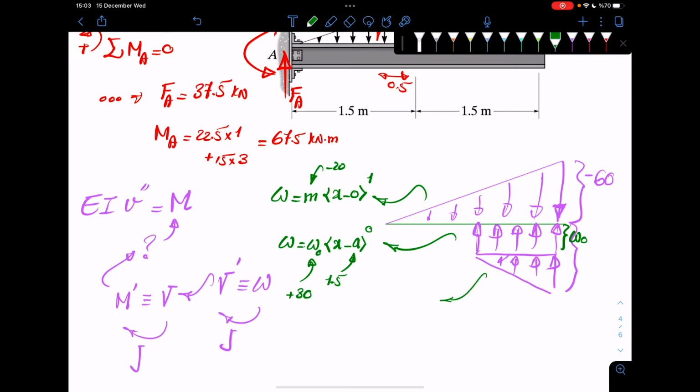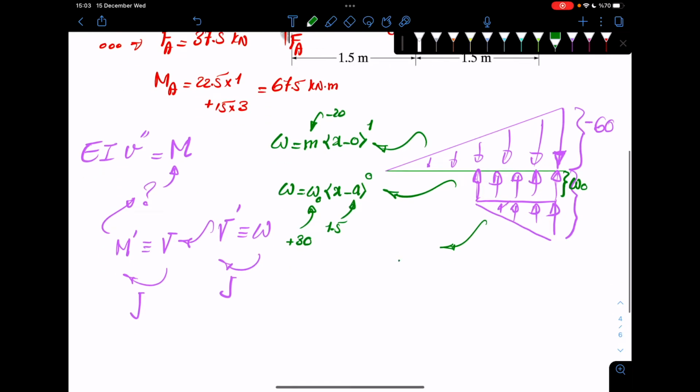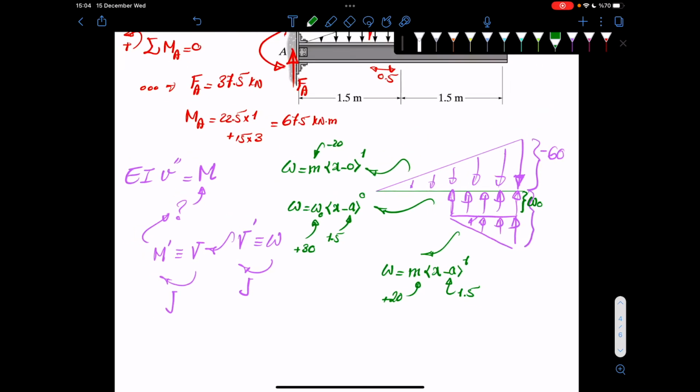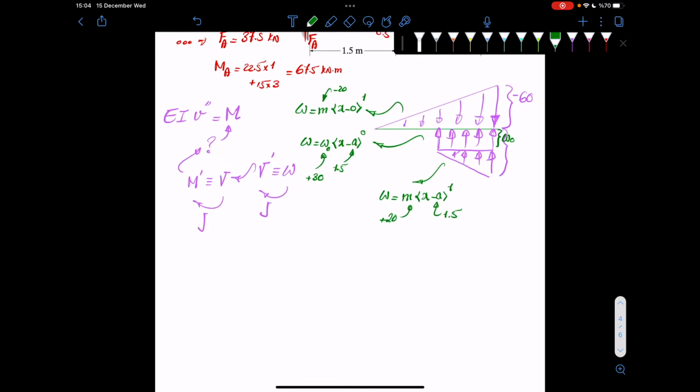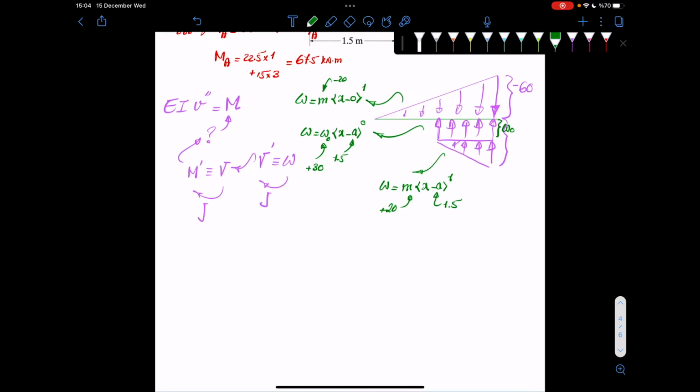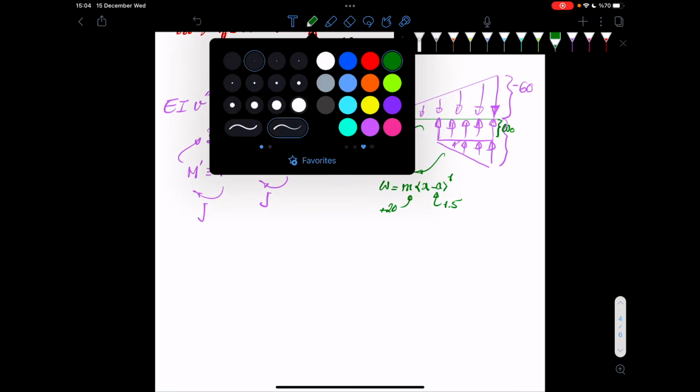Now, eventually for the last part, W is very similar to the first part, it's also M times x minus A to the power 1, though, okay? And then again, A here is 1.5, and M here is now plus 20. Does that make sense? Okay, so this is really the most important step of this. Now, if you understood this part, the rest is very easy.